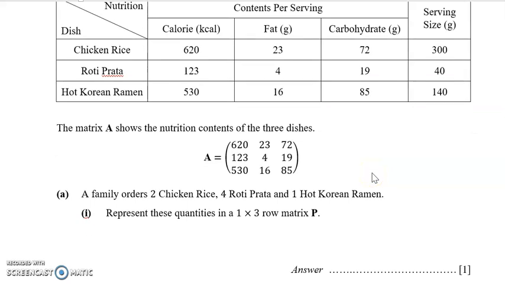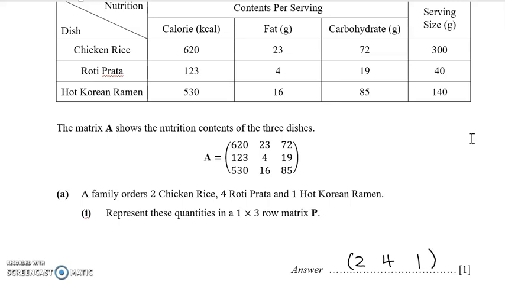For part A(1), a family orders 2 chicken rice, 4 roti prata, and 1 hot Korean ramen. We need to represent the quantities in a 1 by 3 row matrix P. This tests your understanding of a row matrix. So the row matrix would look like this: 2 chicken rice, 4 roti prata, 1 hot ramen. This is a row matrix.